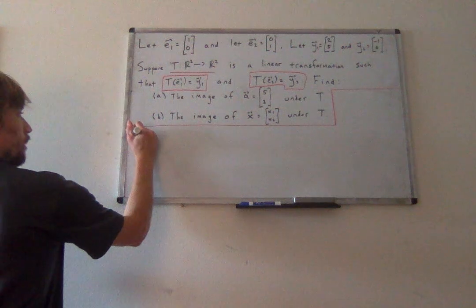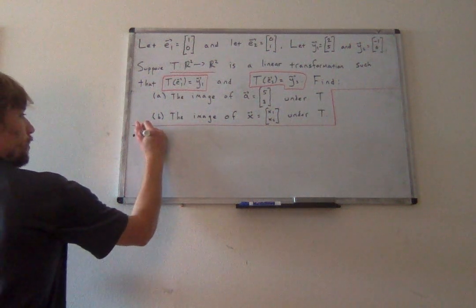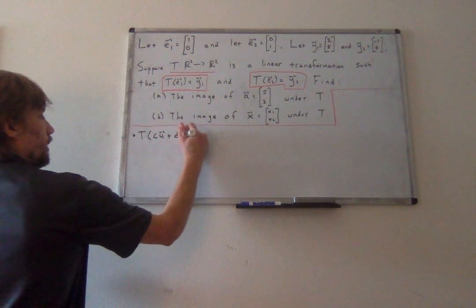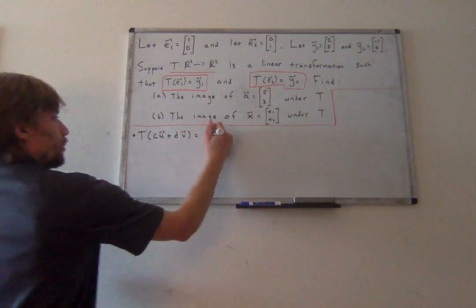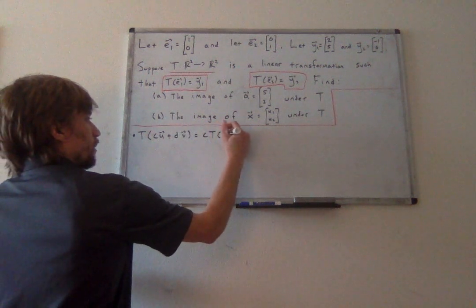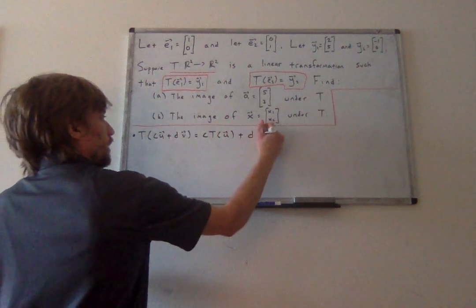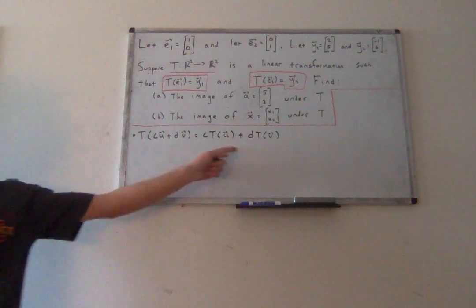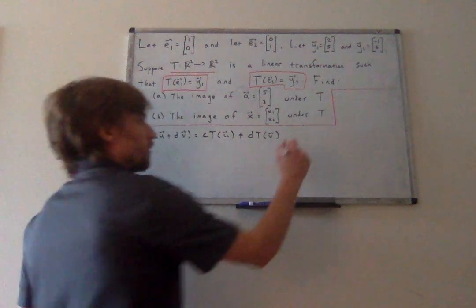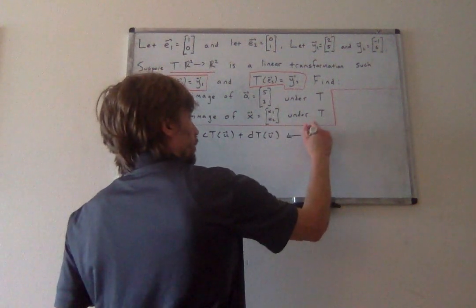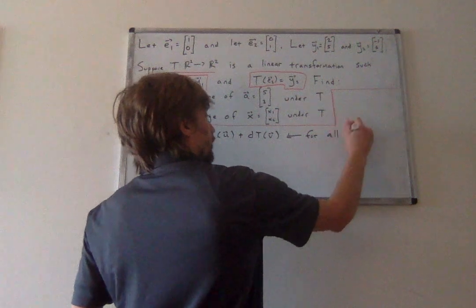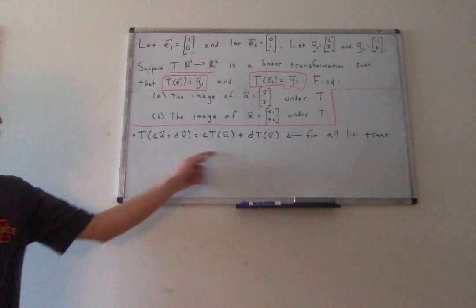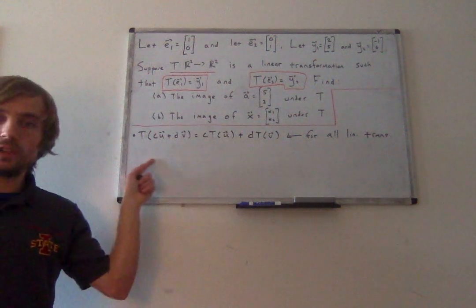So remember, we have this property that T(cu + dv) is equal to c times T(u) plus d times T(v) for any linear transformation, right? And so this is just for all linear transformations. And this is just one of the properties we assume about linear transformations that we can show is true.